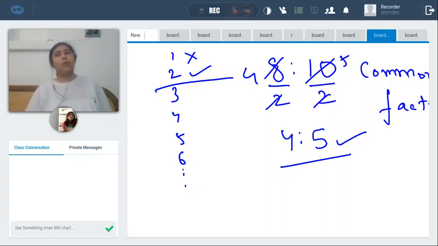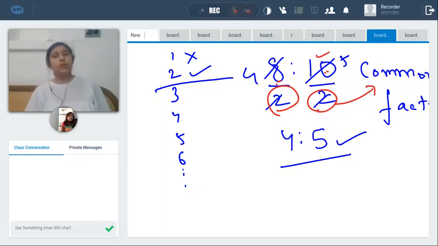Now we know that the number which is able to divide both the numbers, 8 and 10, at the same time is basically called the common factor. So here 2 is the common factor for 8 and 10. I have a question. What if you do 8:16? Yes, okay, let me write it for you.